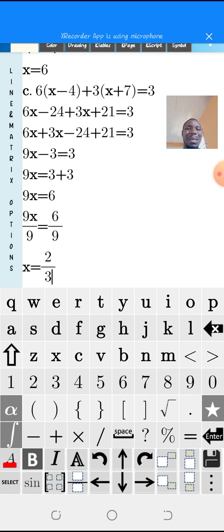So this is basically how to solve problems on simple equations. Although this is phase one, which is just the direct question type, we also have cases where you have fractions. We are going to look at that as we move on.